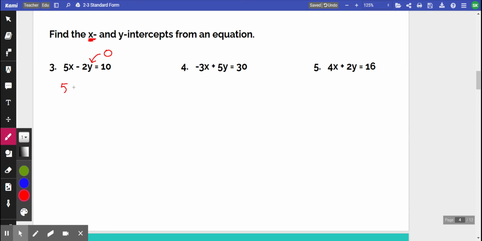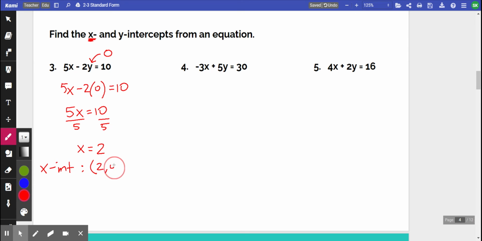5x minus 2 times 0 equals 10. Well, 0 times anything is 0, so we really just have 5x equals 10. So if we divide both sides by 5, we get the x-coordinate of the x-intercept, x equals 2. So that means our x-intercept is the ordered pair (2, 0), since the x is 2 and the y is 0.